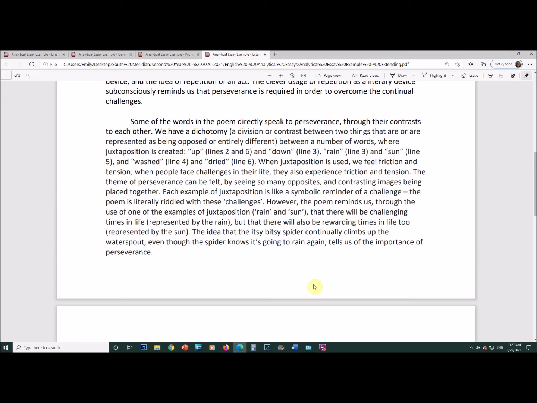However, the poem reminds us, through the use of one of the examples of juxtaposition, rain and sun, that there will be challenging times in life, represented by the rain, but that there will also be rewarding times in life too, represented by the sun. The idea that the Itsy Bitsy Spider continually climbs up the water spout, even though the spider knows it's going to rain again, tells us of the importance of perseverance.